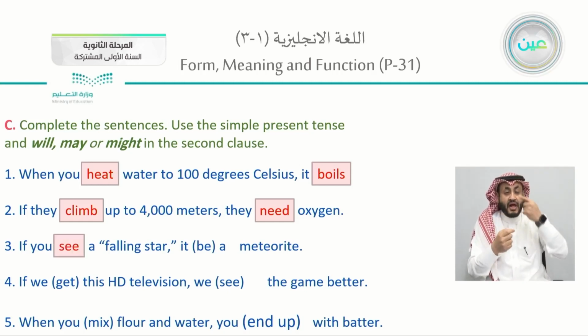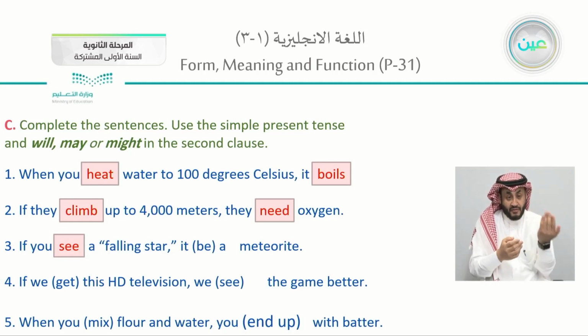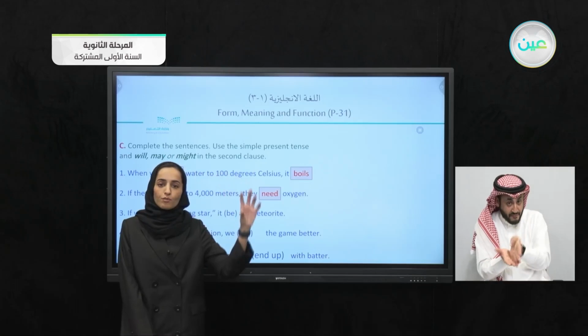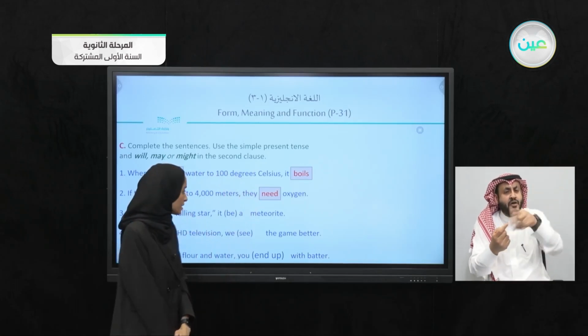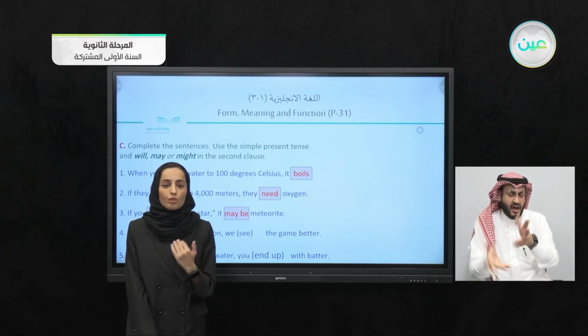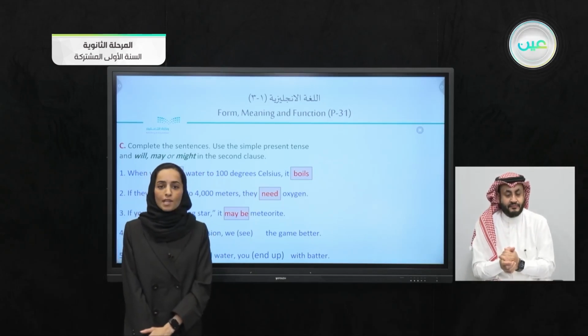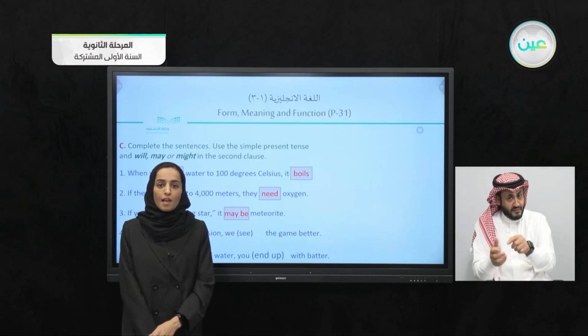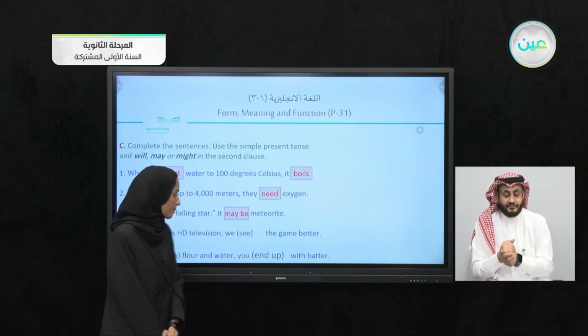Then, if you see a falling star, it may be a meteorite. If you see, this one should be in the present, it may be a meteorite. What do you think? Something falling from the sky. It may be a meteorite. Possibility. Maybe for me, I will tell you, no, it is a falling star. It could be a meteorite or any other thing.